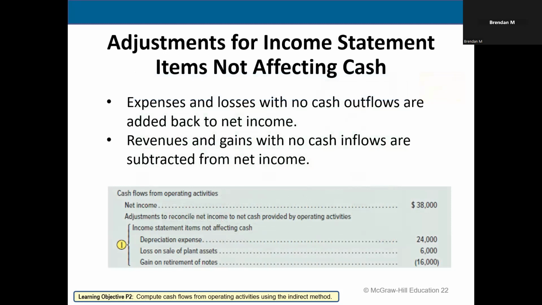Adjustments for items not affecting cash. And here we go. Here's the beginning of your template again. We start with the net income of $38,000 and we add depreciation expense. We have a loss on a sale of plant assets that has to be added in, and any gains on sales of plant assets or other comes out with a negative.